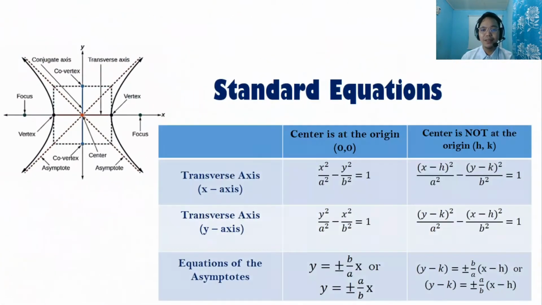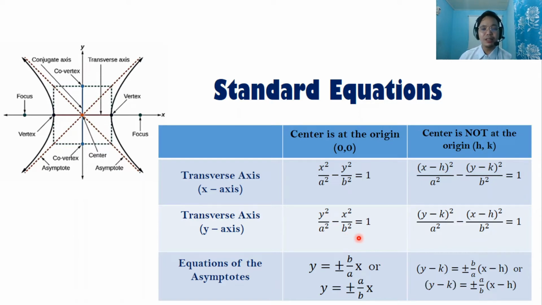So let's have the standard equations. So isinama ko ulit yung figure natin kanina. So the first standard equation is x squared over a squared minus y squared over b squared equals 1 if the center of our hyperbola is at the origin. The second is y squared over a squared minus x squared over b squared equals 1.